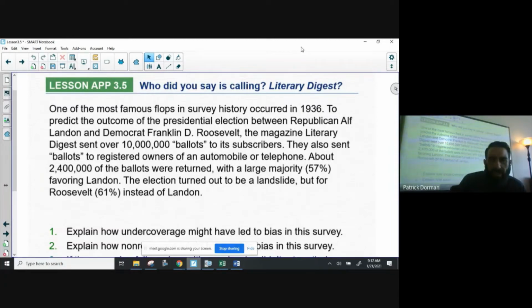Interesting. Sorry, I'm just trying to figure out who they sent it out to. So they sent out a total, it looks like, of 12,400,000 ballots, right? So 10,000,000 of those ballots went out to just subscribers of this magazine, and the other ones went out to people who had an automobile or telephone.